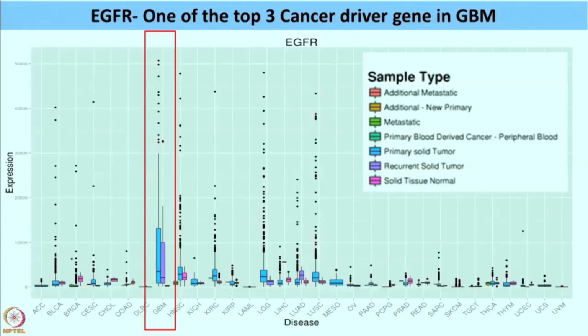If we choose one of the top 3 cancer driver genes, say EGFR, we can understand what the expression of this EGFR gene is in glioblastoma. We found that the expression of the EGFR gene in glioblastoma is pretty high. One of the top 3 cancer driver genes in glioblastoma is EGFR, and if we check the expression of EGFR across other cancers, we found that GBM has the most. In the case of GBM, EGFR is overexpressed in both primary solid tumor and recurrent solid tumor.